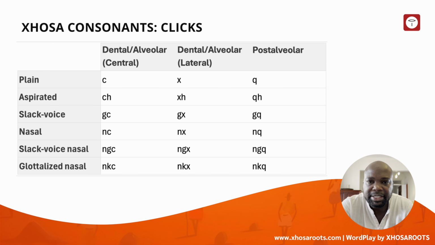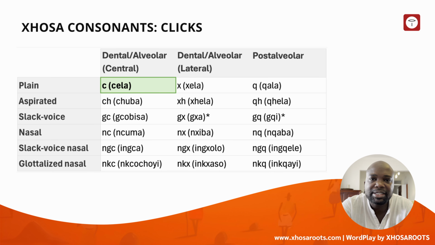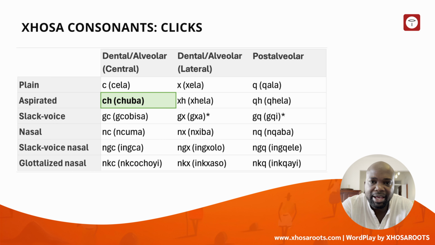Now, the dental clicks again, it's ca, ca, ca, the tongue against your front teeth, cela, ask. The aspirated version, cha, chuba, to peel, or chuba, peel, which is an instructive verb. We have the slack voice, ca, gcoba, gcobisa, to apply lotion to your skin. The other term for that is ukuthambisa ngesixhosa, gcoba, gcobisa.